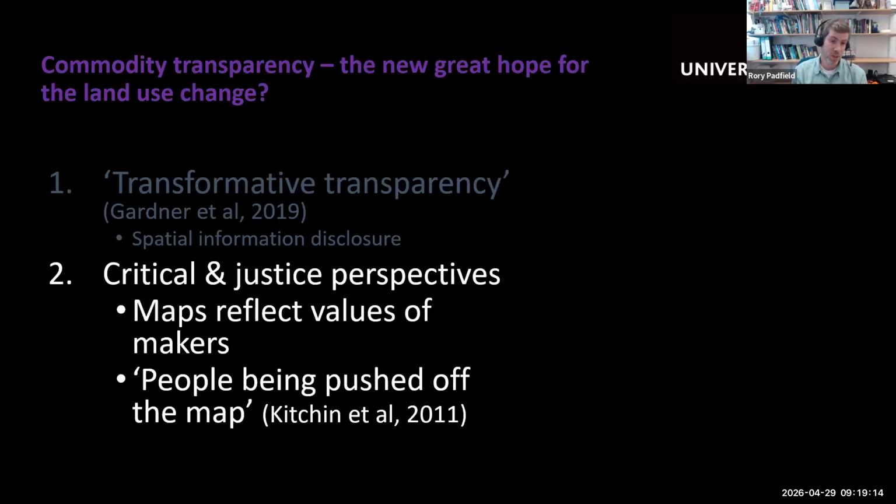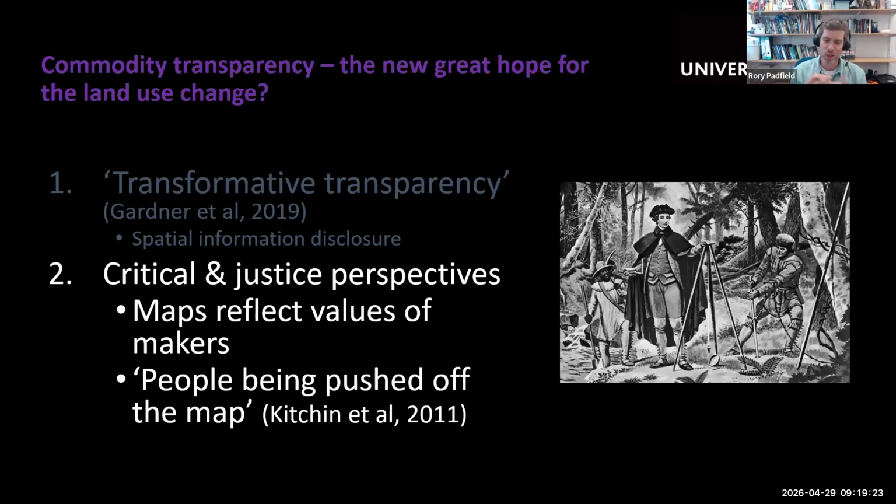Now, there's a big literature within human geography that critiques and questions these maps, looking at those original colonial explorers, colonial surveyors who had power over the community and the environment at that time, to make claims over land, over territory.